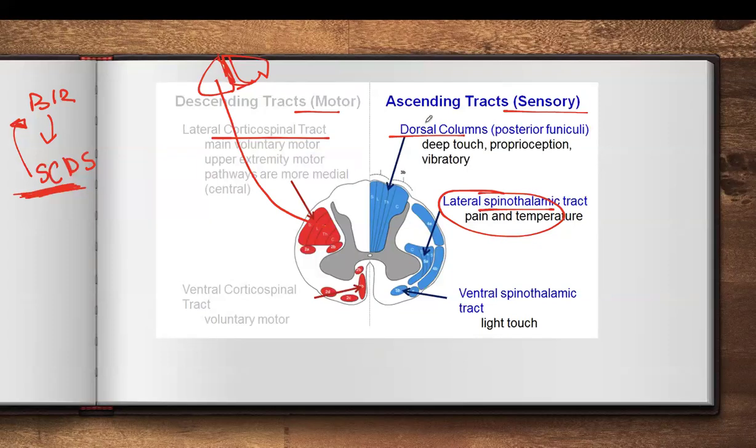And then we have the dorsal column, which mainly helps with deep touch, vibration, and proprioception. Proprioception is the balance. That means when we walk, the balance that we maintain is done by this dorsal column. So a patient who has subacute combined degeneration has degeneration in the corticospinal tract and degeneration in the dorsal column. So they will have difficulty with vibration, proprioception, and deep touch.